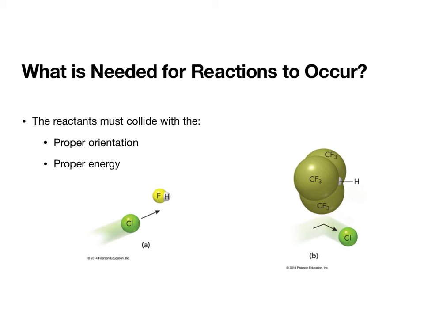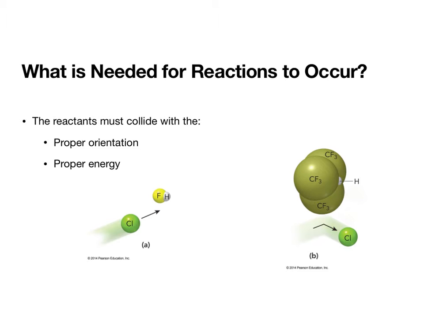Okay, so in order for reactions to occur, we need a few things. The big thing is that the reactants must collide. They must run into each other. And whenever they collide, they must have the proper orientation and the proper energy. And so these pictures are trying to show you the orientation challenges that can occur.